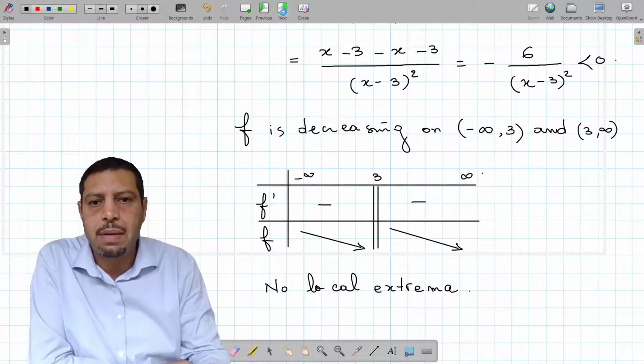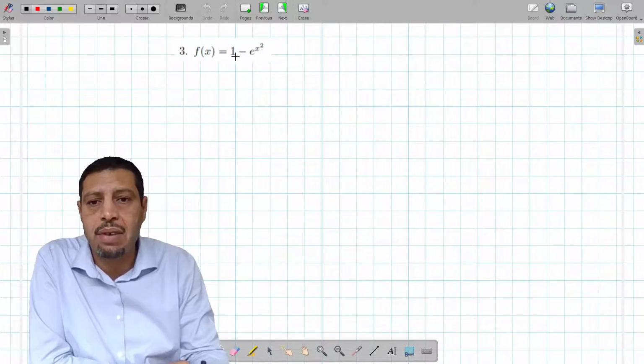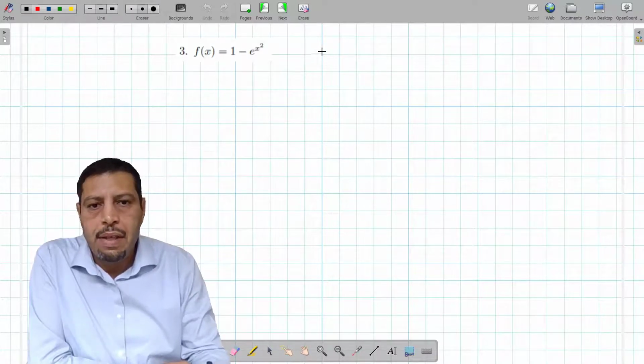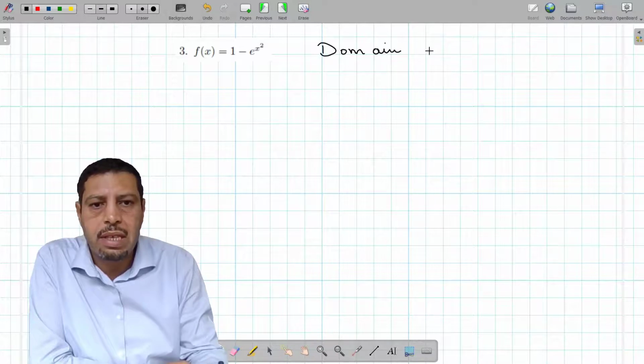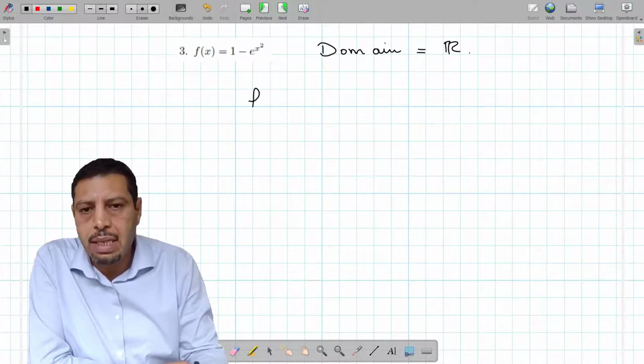We can move to the next one, which is f of x equals 1 minus exponential x squared. Be careful, the square is on x here. So the domain is R, since the exponential is defined everywhere, so we have no restriction here. Okay? Now, what is f prime of x?